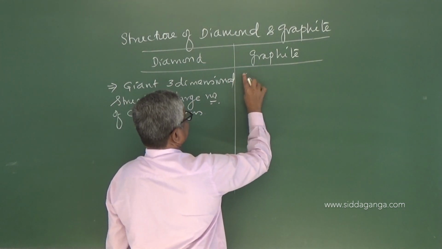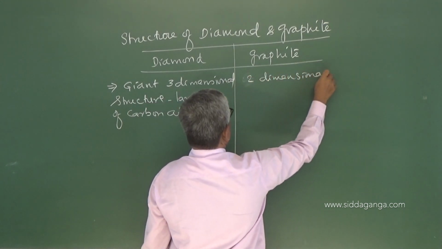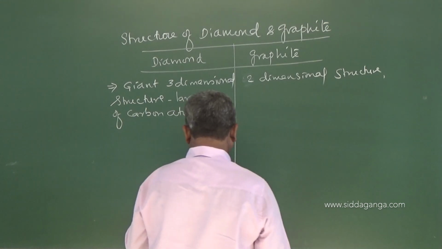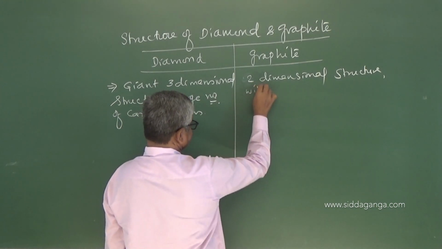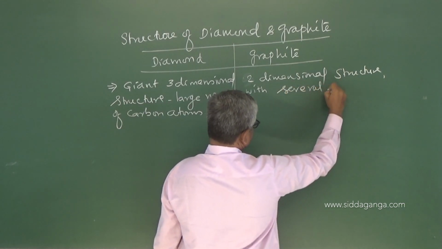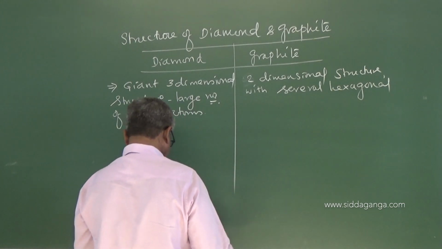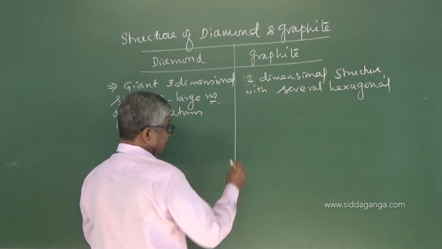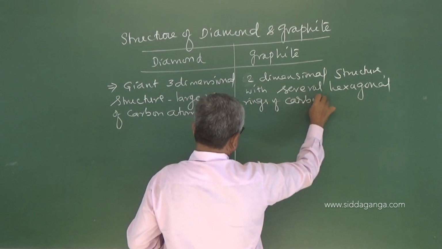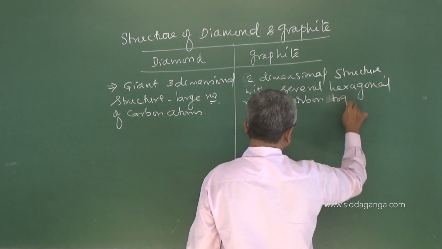And graphite is a two-dimensional structure with several hexagonal rings of carbon atoms, carbon atoms joined together.